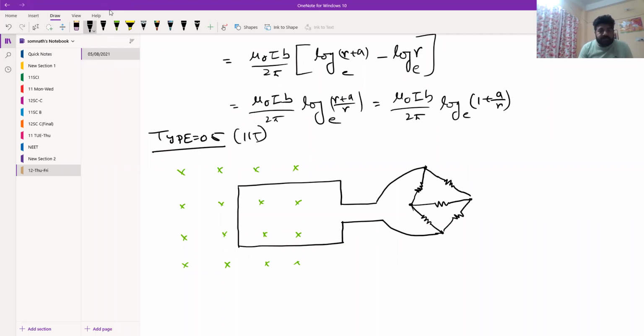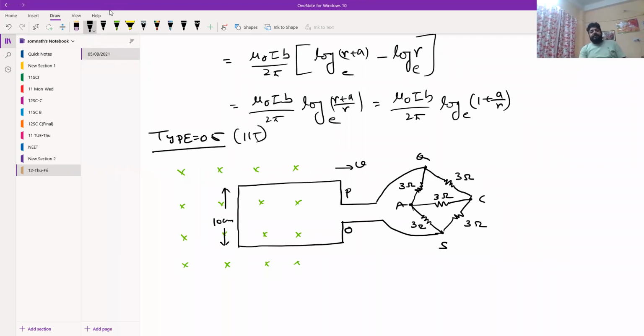This is the P point. This is the Q point. This is the O point. This is the S point. This one is A. This one is C. And the resistance is 3 ohm, 3 ohm, 3 ohm, 3 ohm, 3 ohm. The length of this one is 10 centimeter. Moving with velocity V.